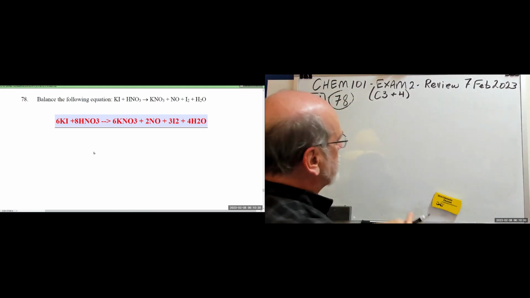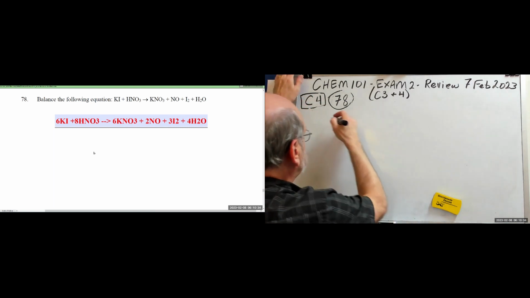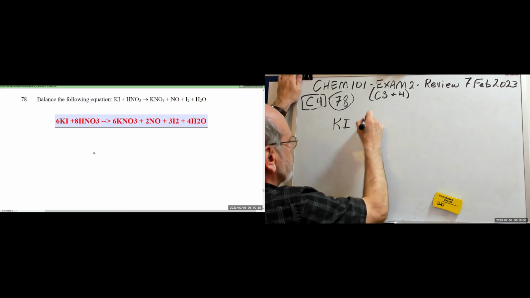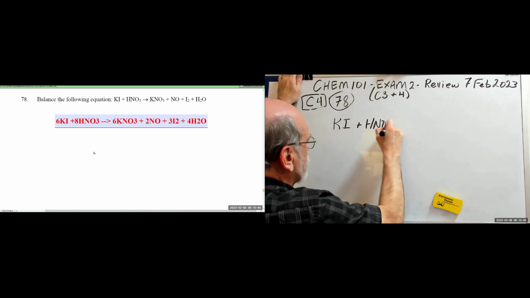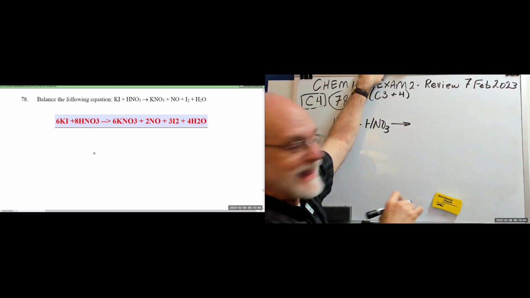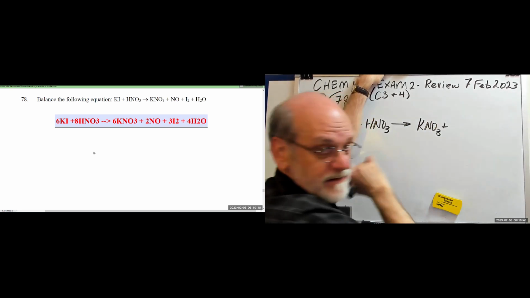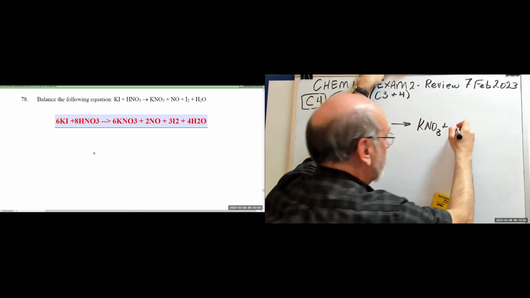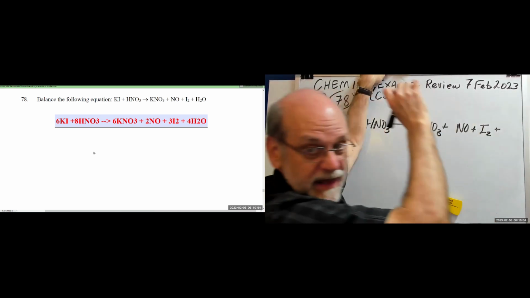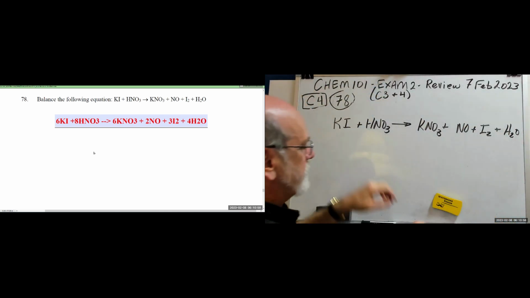All right. So let's set this up. KI + HNO3 yields KNO3, NO, I2, and H2O. Okay.